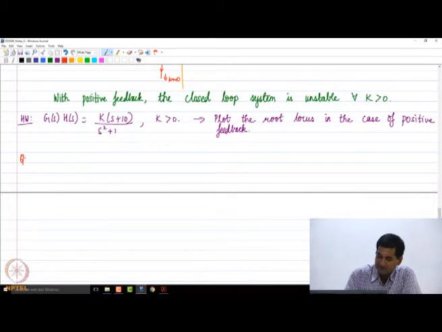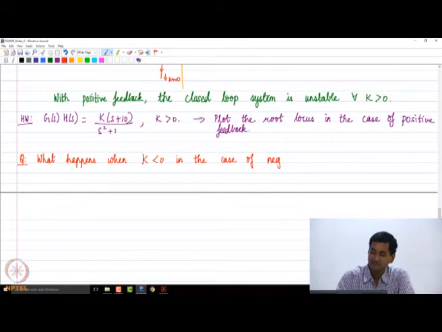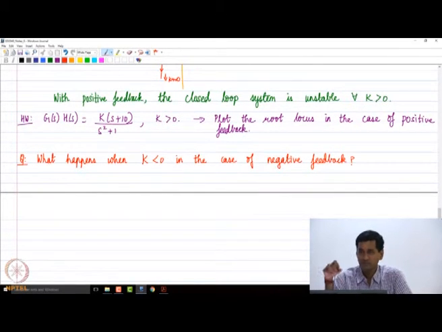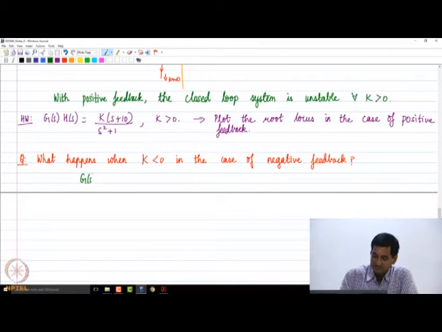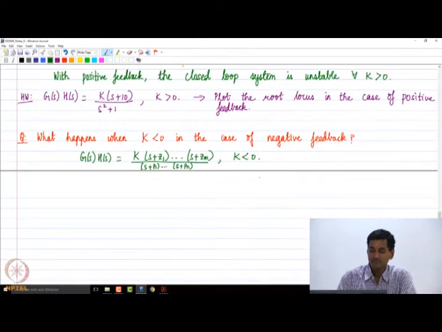So the question that we need to ask is what happens when k is negative in the case of, let's say first we consider negative feedback. That is what we are asking ourselves. So this means that g(s)h(s) can be written as k times (s plus z1) all the way till (s plus zm) divided by (s plus p1) all the way till (s plus pn), but the only change is k is now negative. So that is the change that we have. So then what happens to the closed loop characteristic equation?